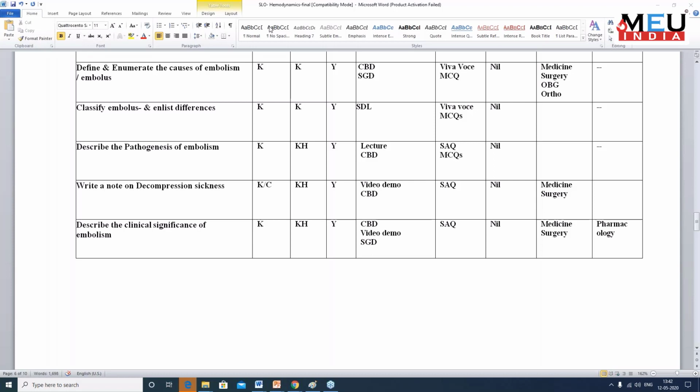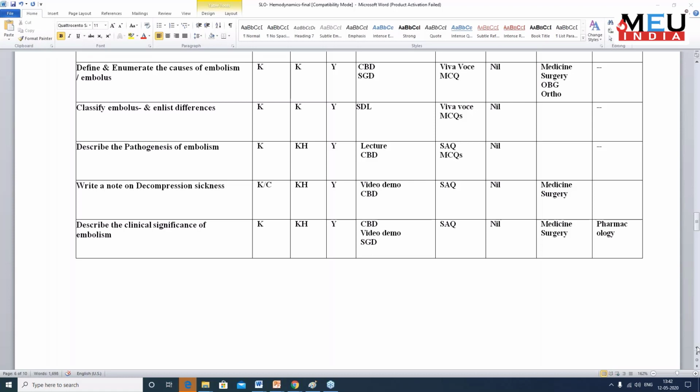Short essay questions can be used for assessing their understanding in this, and medicine and surgery. I think basically surgery department is needed here. And finally, describe the clinical significance of embolism.